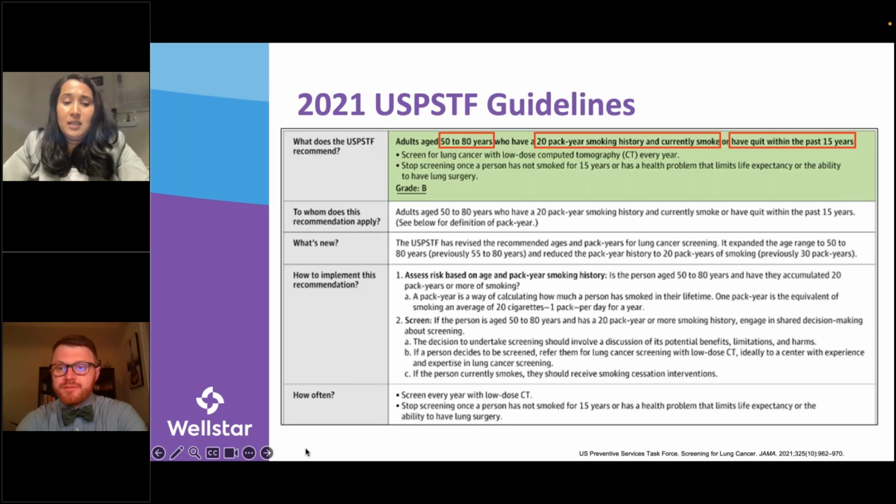So these are the most recent lung cancer screening guidelines that were published in 2021 by the USPSTF. And the patient population that they recommend for lung cancer screening is anyone between the ages of 50 to 80 years of age who have that 20-pack-year smoking history and currently smoke, or those that have quit in the last 15 years. And pack years, for those who may not be familiar, is defined as 1 pack per day for a year. And so this is where our current guidelines stand. And as we look through the next few slides, we'll walk through how we came to these current guidelines that exist today.